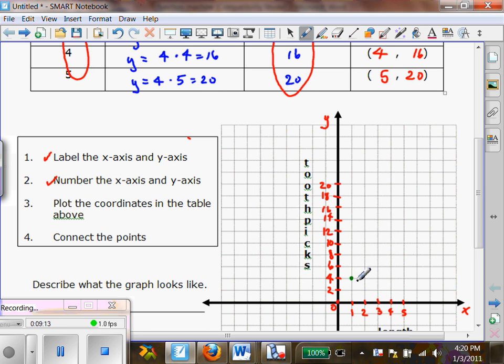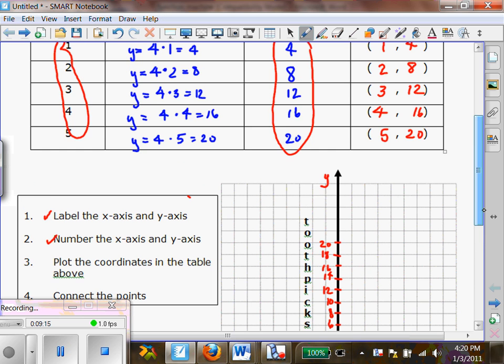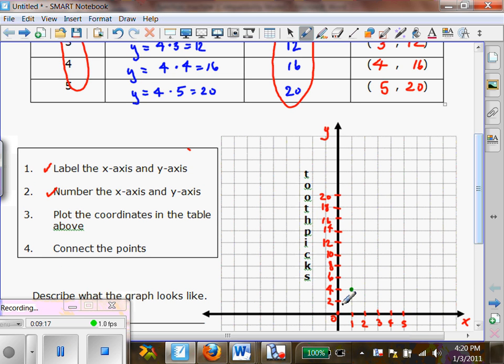There's 1 point. My next point was 2, 8. So I go from the origin over 2 up to 8. My next point was 3, 12. I go over to 3 up to 12. My next point was 4, 16. Over 4 up to 16. My last one was 5, 20. So I go 5, 20. All right, plotted them, done.